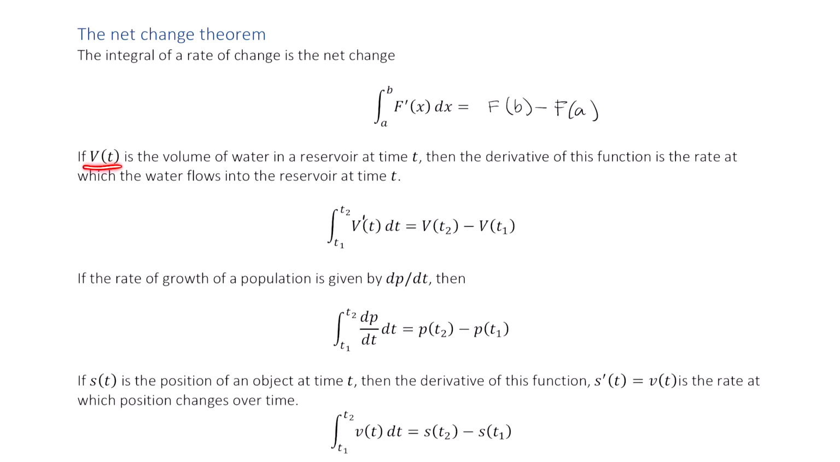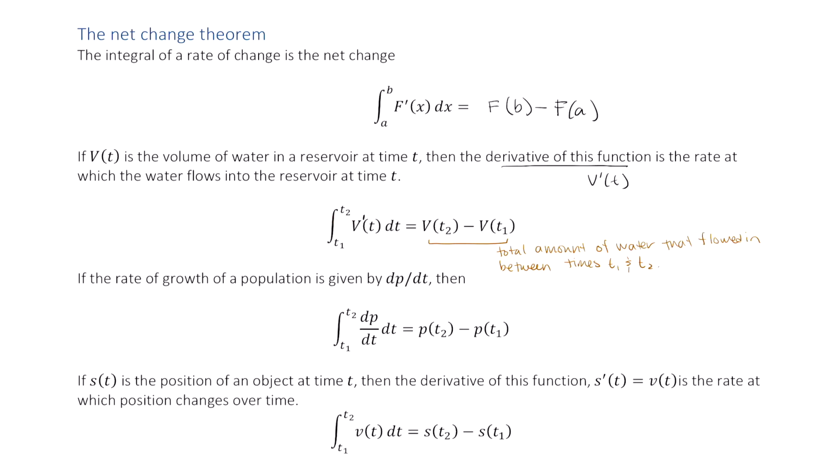All right, so let's say V of t is the volume of water in a reservoir at time t. Then the derivative of this function is the rate at which the water flows into the reservoir at time t. And so the derivative of this function is V prime of t. And if you notice, that's what we have here below. We have the integral of V prime of t. So that's the integral of a rate of change, the rate at which the water flows into a reservoir at time t. And this is from time t1 to time t2. So what this is telling us is the total amount of water that has flowed into the reservoir between times t1 and t2.